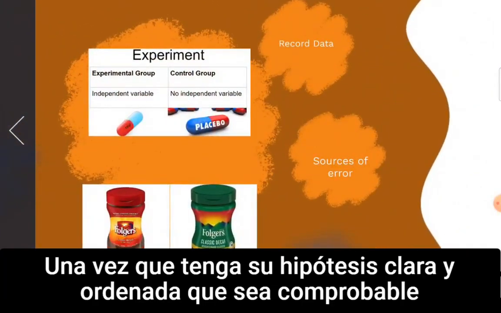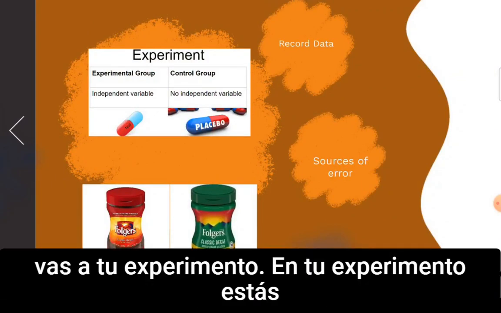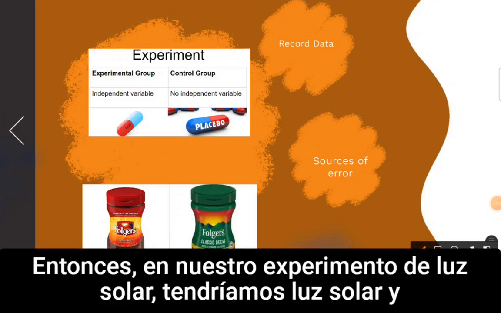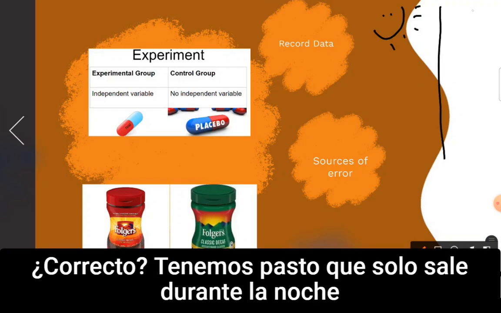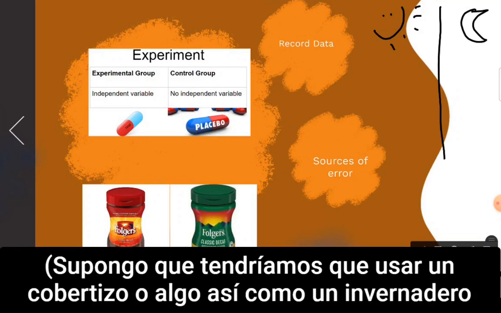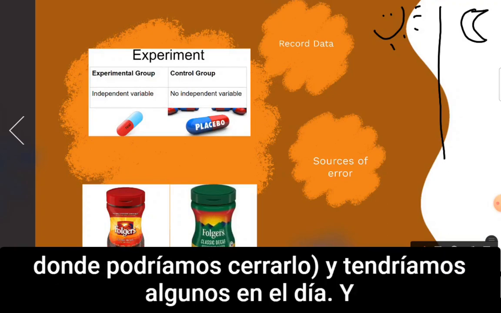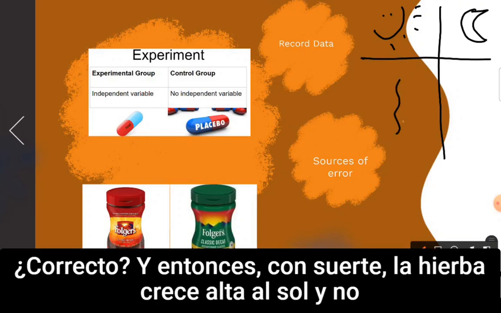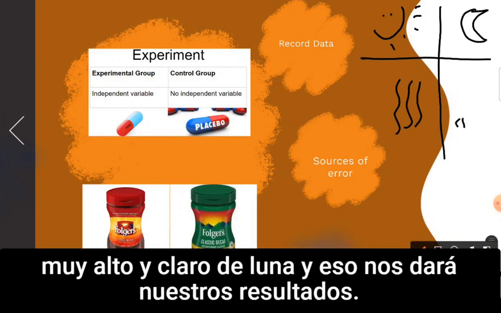Once you have your neat and tidy hypothesis that is testable and hopefully disprovable, you go to your experiment. In your experiment, you're going to test to see if it works or not, right? So in our sunlight experiment, we would have sun, and we'd have two groups, right? We'd have grass that is only out during the night. I guess we would have to use a shed or something, like a greenhouse where we could close it. And we'd have some in the day, and then we would compare them, right? And so hopefully grass grows tall in the sun and not very tall in moonlight. And that will give us our results.